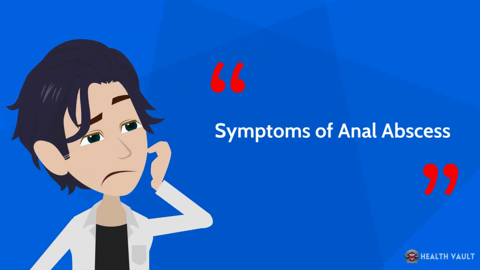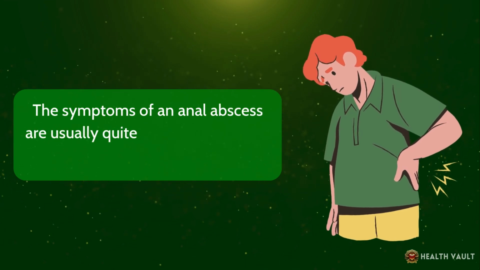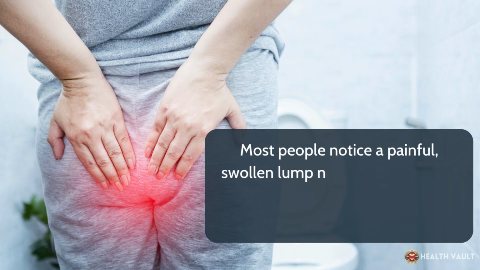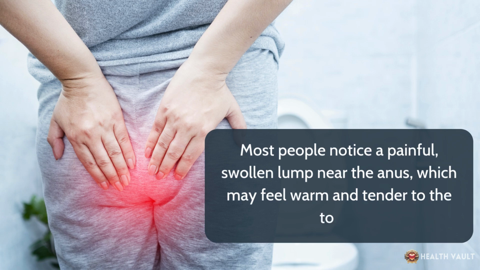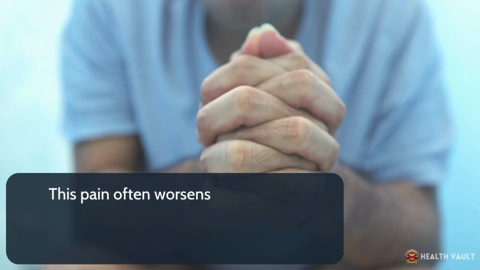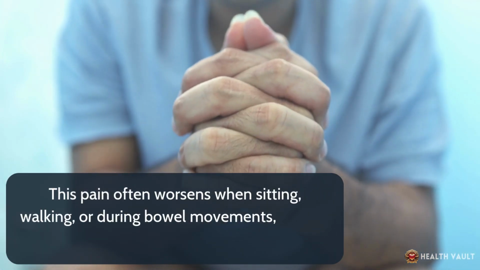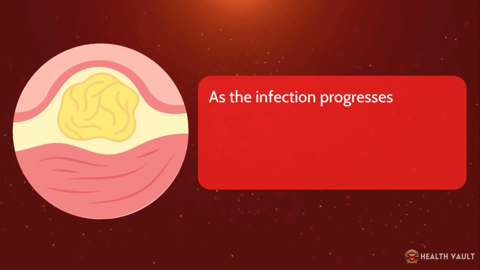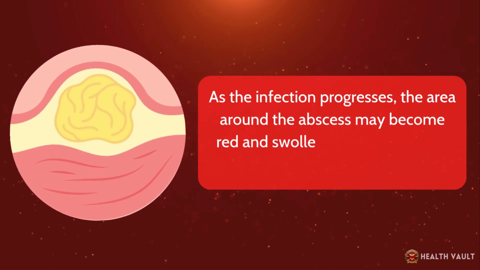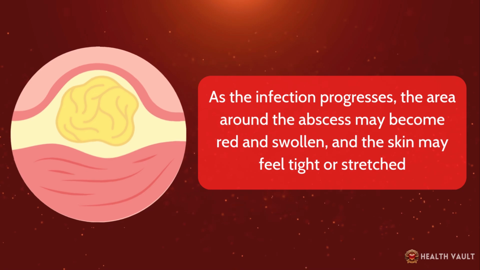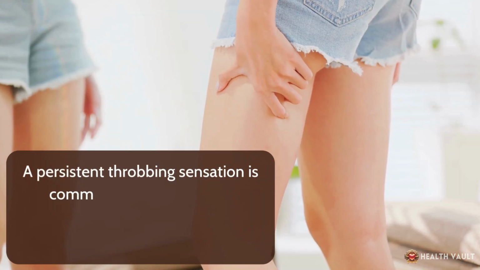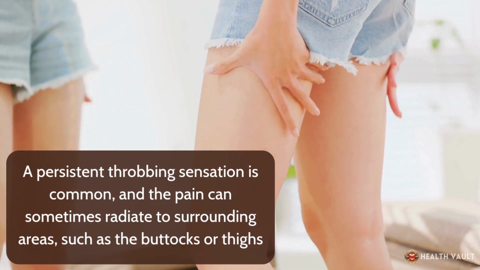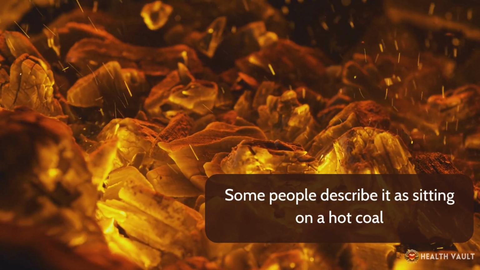Symptoms of anal abscess. The symptoms of an anal abscess are usually quite noticeable and can be quite uncomfortable. Most people notice a painful, swollen lump near the anus, which may feel warm and tender to the touch. This pain often worsens when sitting, walking, or during bowel movements, making daily activities increasingly uncomfortable. As the infection progresses, the area around the abscess may become red and swollen, and the skin may feel tight or stretched. A persistent throbbing sensation is common, and the pain can sometimes radiate to surrounding areas, such as the buttocks or thighs. Some people describe it as sitting on a hot coal.